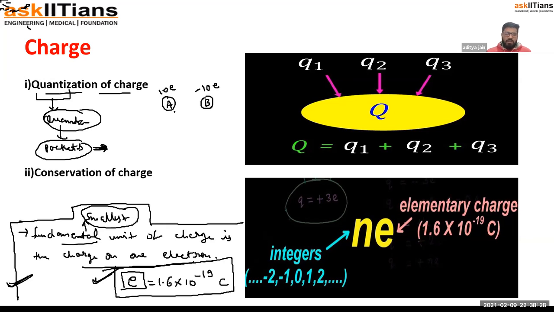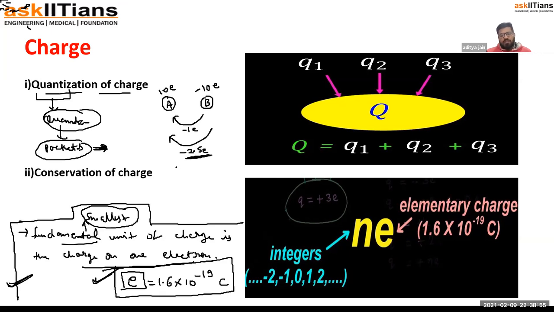So what can I say if I want to transfer charges between two bodies? In the first case, I am taking 1 electron from this side to this side. In the second case, I am taking 2.5 electrons, meaning minus 2.5 e, because the charge on 1 electron is e, and that is negative, meaning minus e. That is minus 1.6 × 10^-19 coulomb. So I am saying minus 2.5.